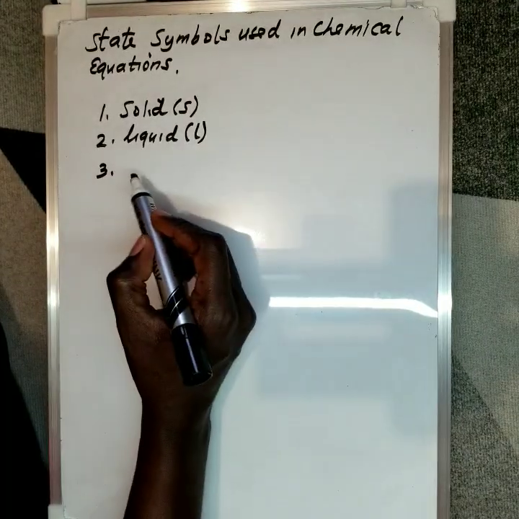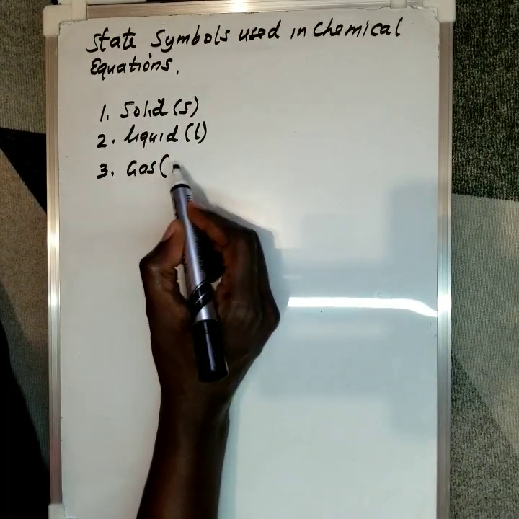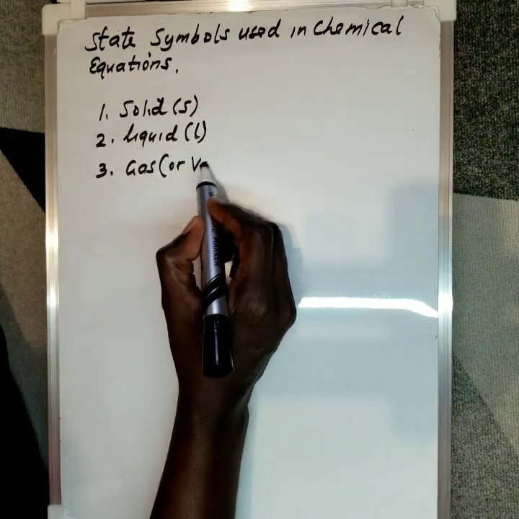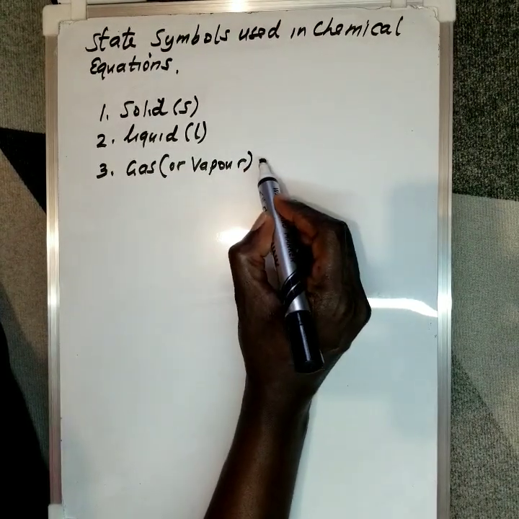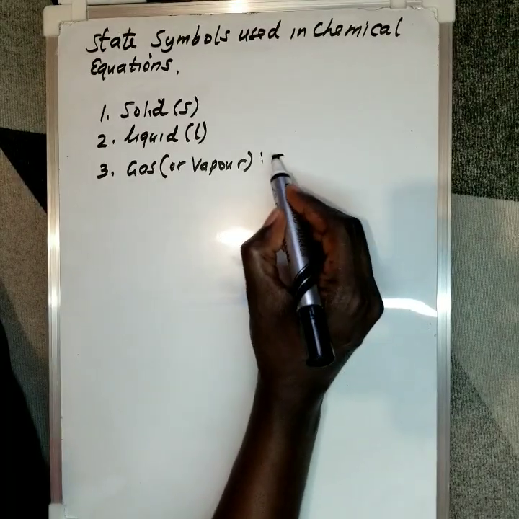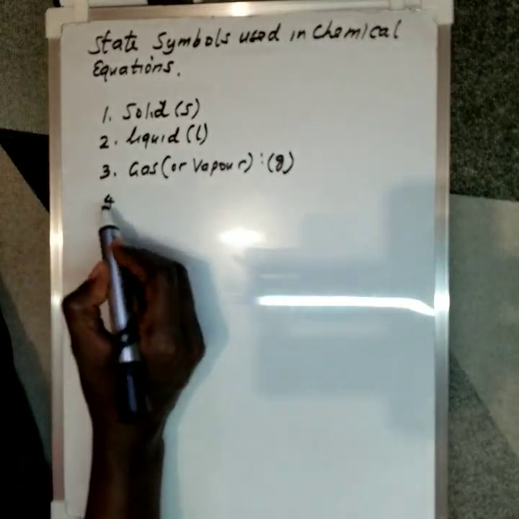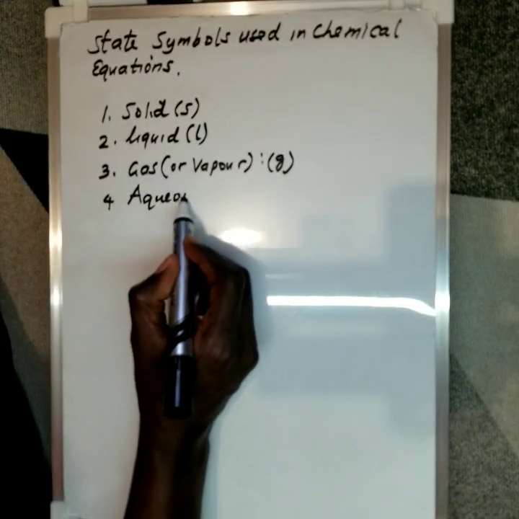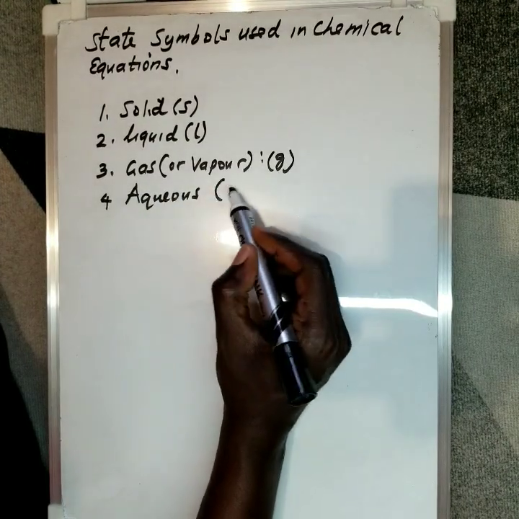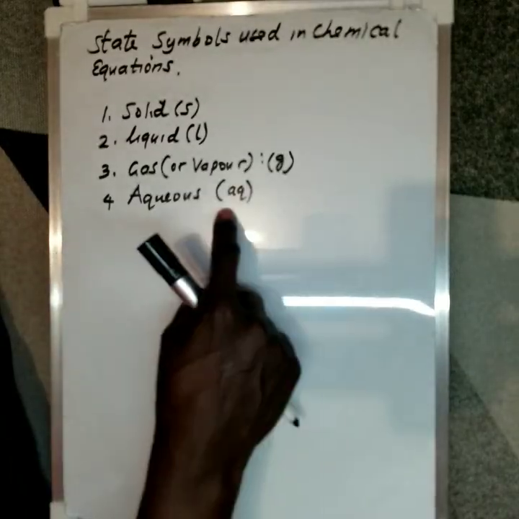And other substances that we may deal with may simply be in gas form, or they may tell you that it is actually in vapor. So when it is in gas form or in vapor, it simply means that we are going to be using small letter g. Then the other one that we can talk about is when a substance is in aqueous solution. So small a and small q there, that's what we are going to be using.